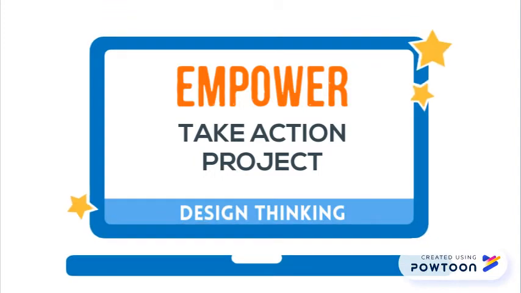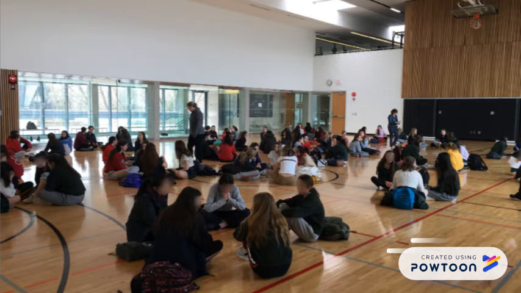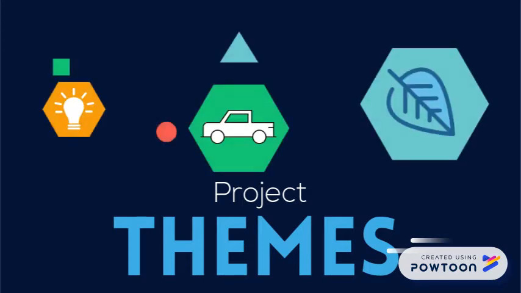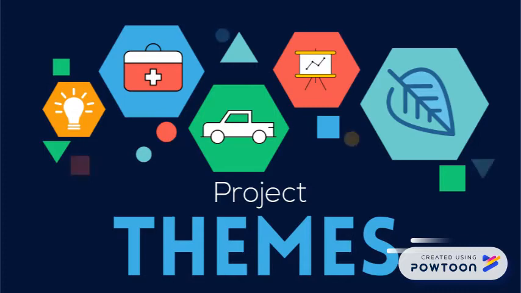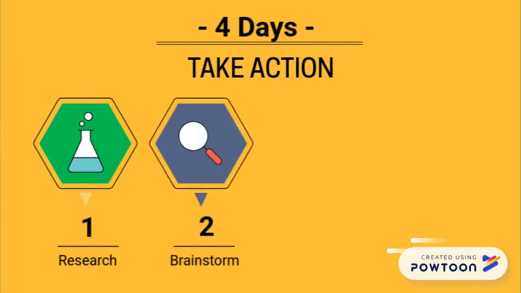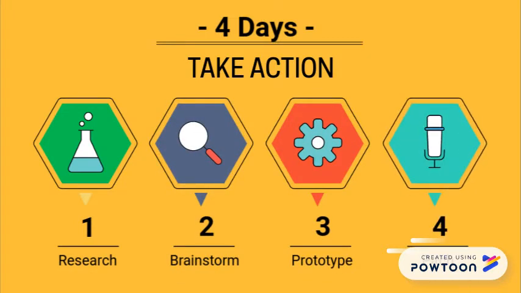All grade 9 students were released from their regular class timetable and given 4 days to immerse themselves in design thinking. Students spent time exploring their personal values and selected a theme they were interested in addressing. Themes included energy, environment, transportation, health, and inequality. The project was broken down into 4 days: research, brainstorm, prototype, and pitch.